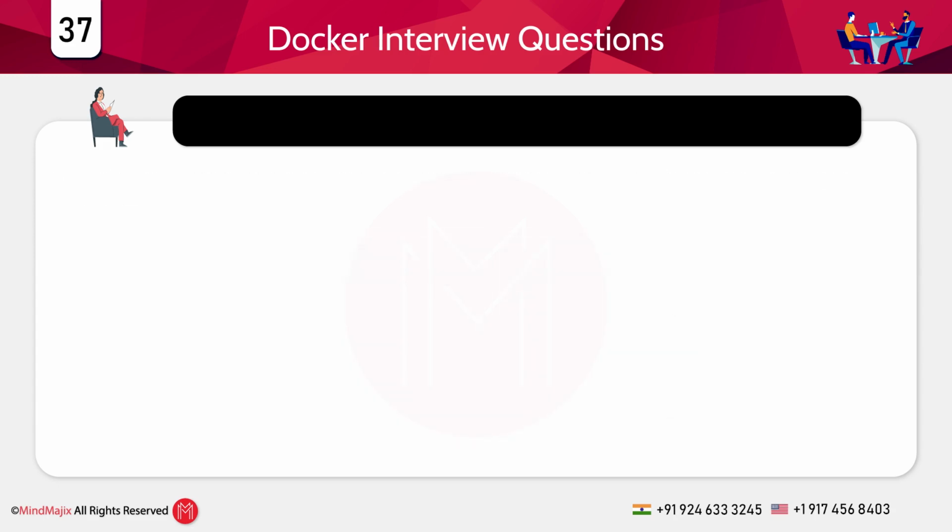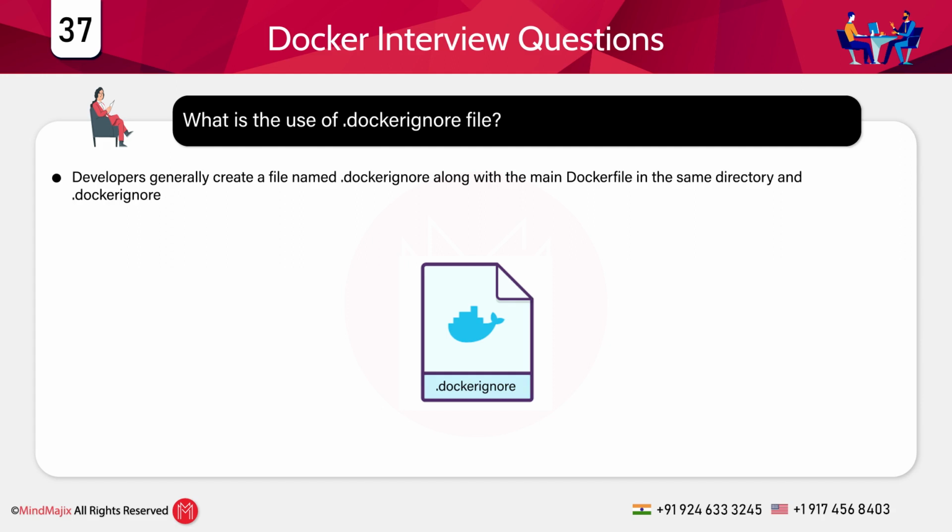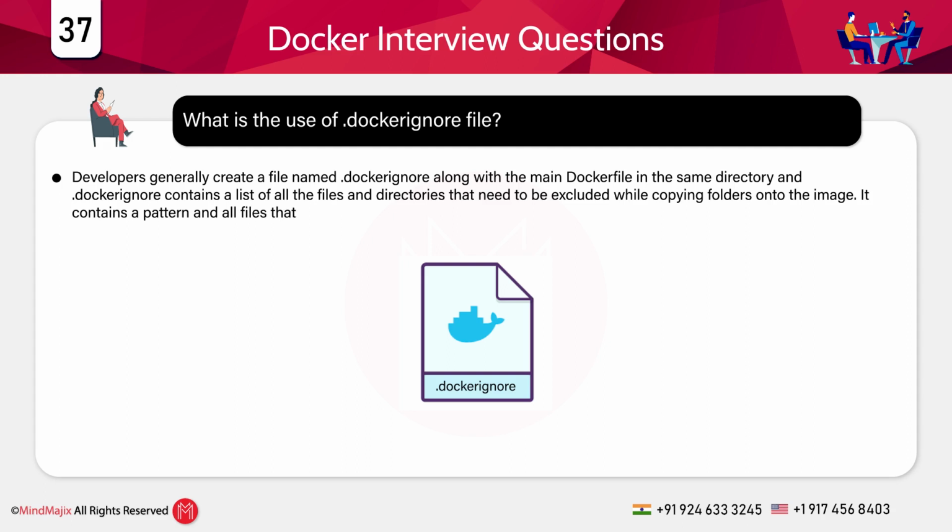The next question, what is the use of the .dockerignore file? So let's understand that developers generally create a file named .dockerignore along with the main Dockerfile in the same directory, and .dockerignore contains a list of all the files and directories that need to be excluded while copying folders onto the image. It contains a pattern and all the files that do not match it are added to the image. This way it saves disk space and conserves network bandwidth.